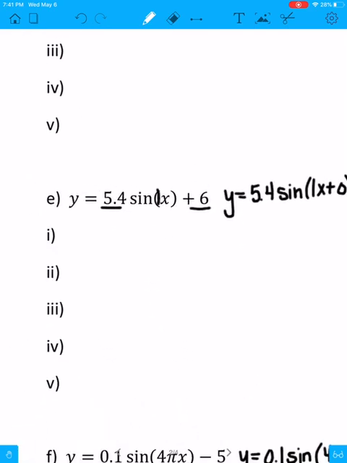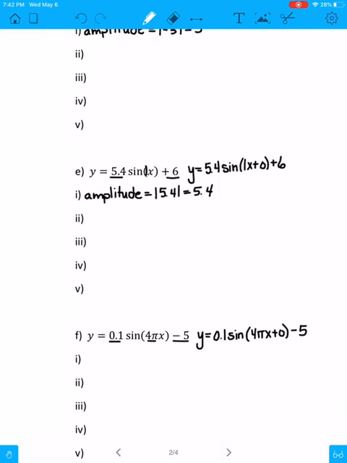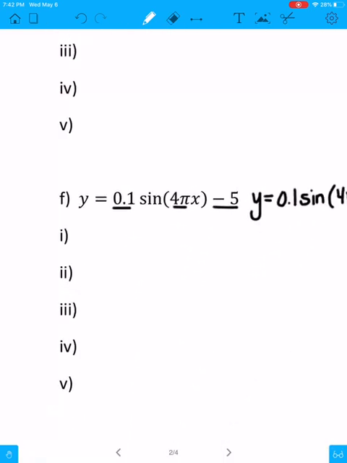Okay, this one, my amplitude equals the absolute value of 5.4, because that's my A. So it's going to be 5.4. My F, my amplitude equals the absolute value of 0.1, which is 0.1.